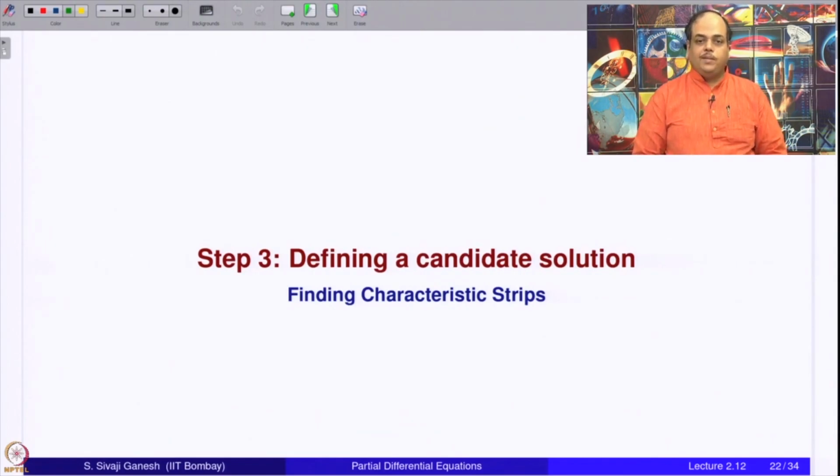Okay, now let us go to step 3, which is defining a candidate solution. To define a candidate solution, the first thing is we have to solve the characteristic strip equation with the initial strip that we have got.